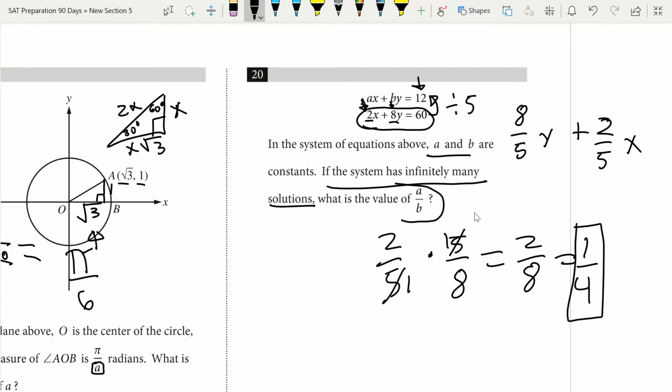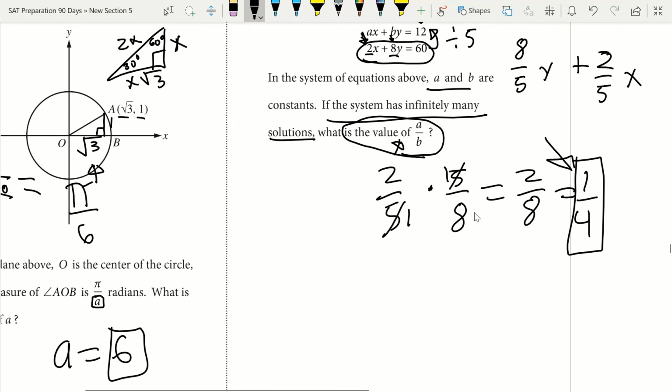Then I made sure I paid attention to what I was asked at the end, which is the value of a over b. So that way I had to make sure I took those values and then divided them to get my final answer of 1/4. Okay, if we didn't pay attention to this end part, we probably would have answered with what a is or what b is, or maybe added them, and that's not what we wanted to do. We wanted to do a over b. So always important to make sure we pay attention to that end part of our question.